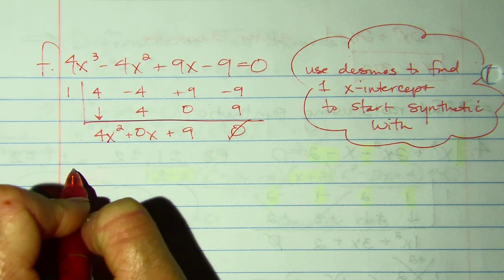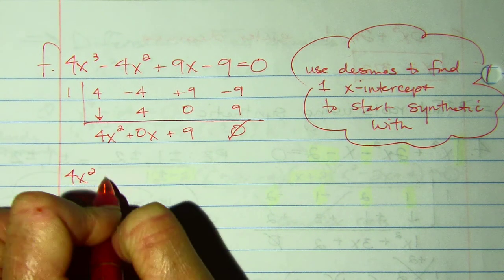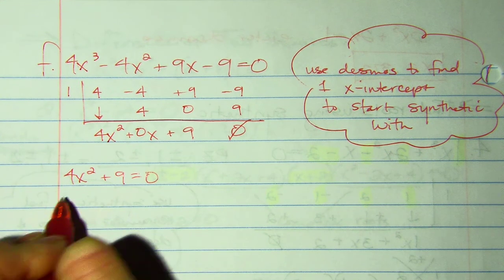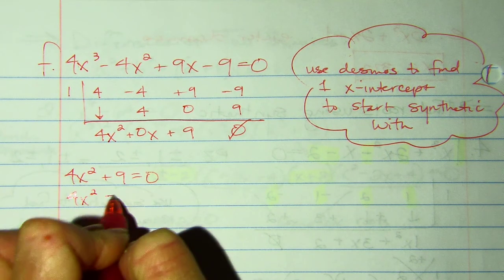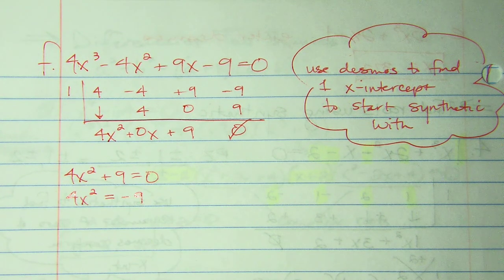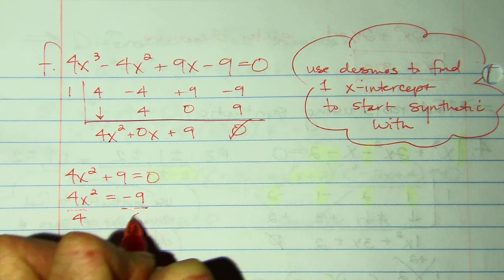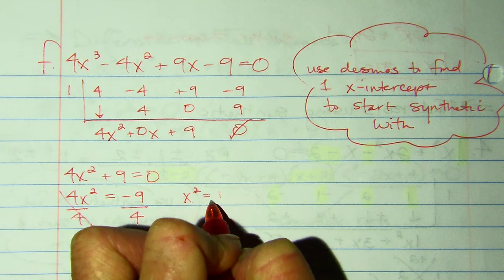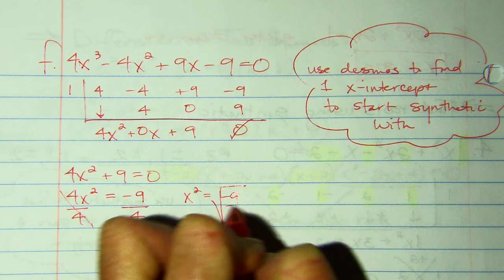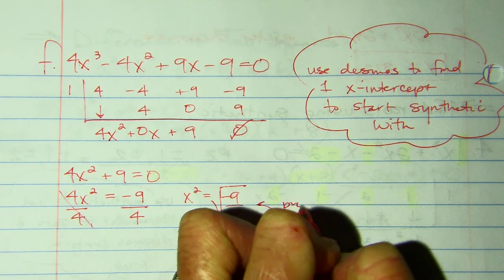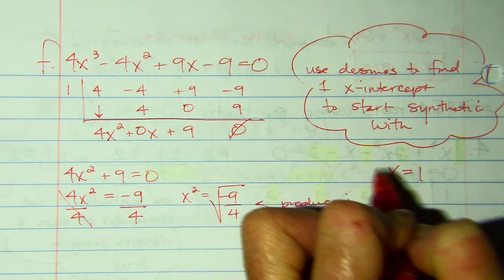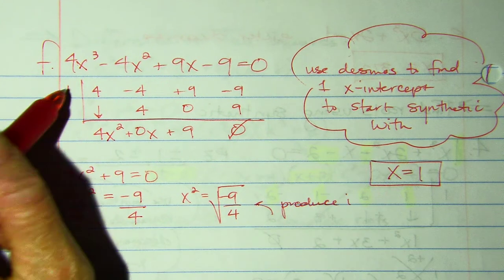And I'm going to go ahead and solve that. 4x squared plus 9 equals 0, right? Because I have no x terms. So that gives me 4x squared equals negative 9. This is going to produce imaginary, this is going to produce i. So my only real solution or root is this guy right here.